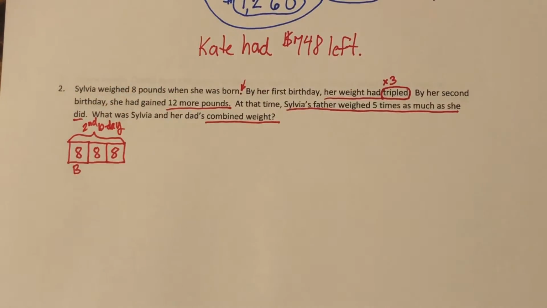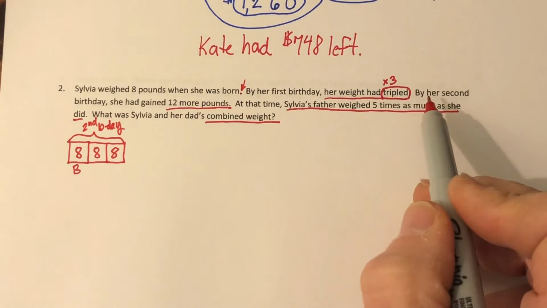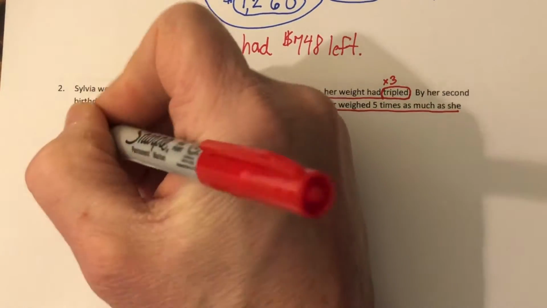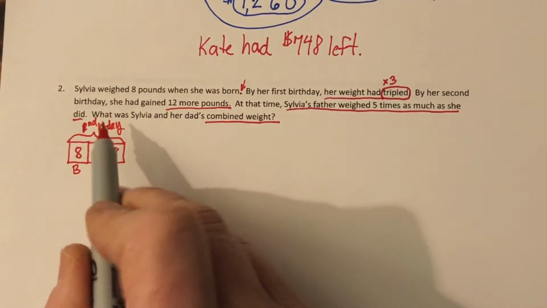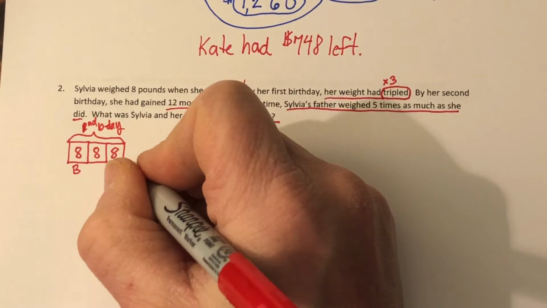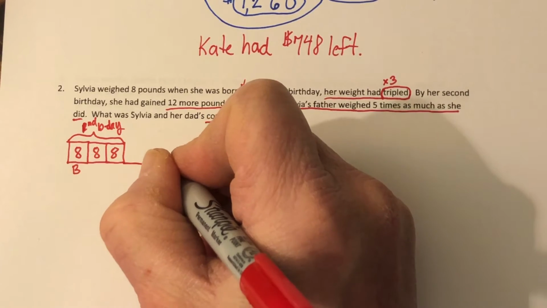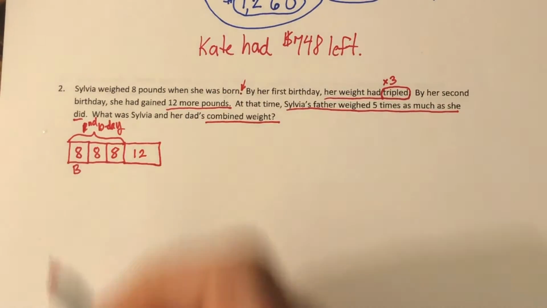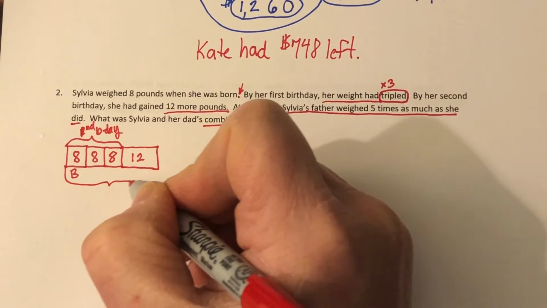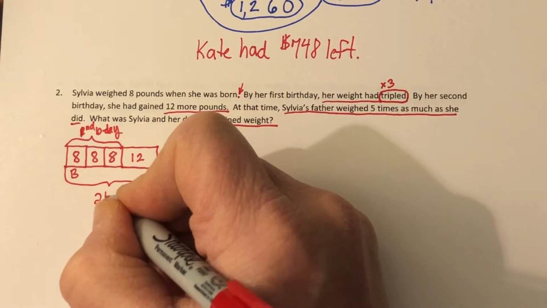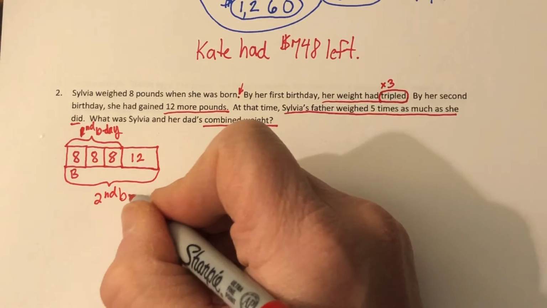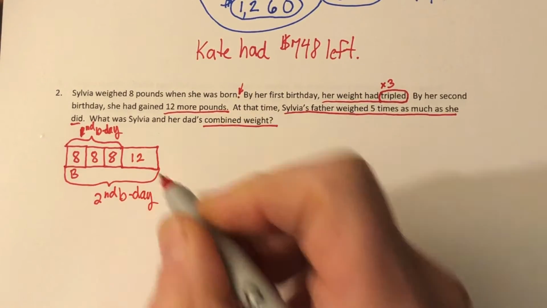Good. Then, by her first birthday, I'm sorry, by her second birthday, she had gained 12 more pounds. So she just gained 12. So just add this on the end, 12 pounds. Okay, so this whole thing is how much she weighed at her second birthday. Second B-day. All right.